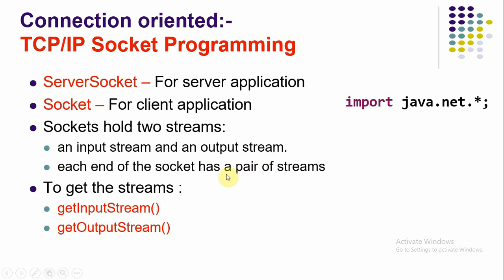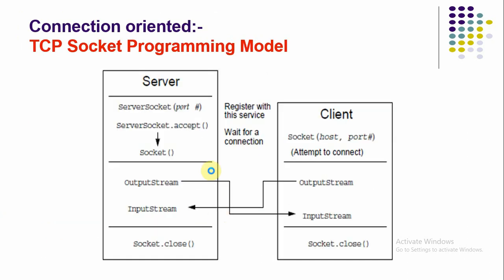Once you complete the data transfer, we can close the connection. During this data transfer, if you want to get the input stream and output stream, we have to use two functions: getInputStream for getting the input stream and getOutputStream for getting the output stream object. So this is the TCP socket programming model.